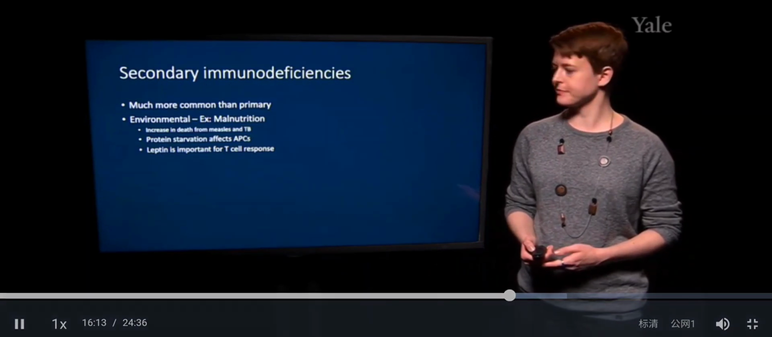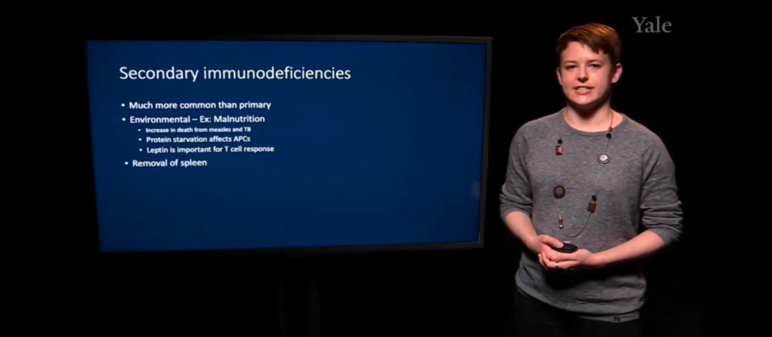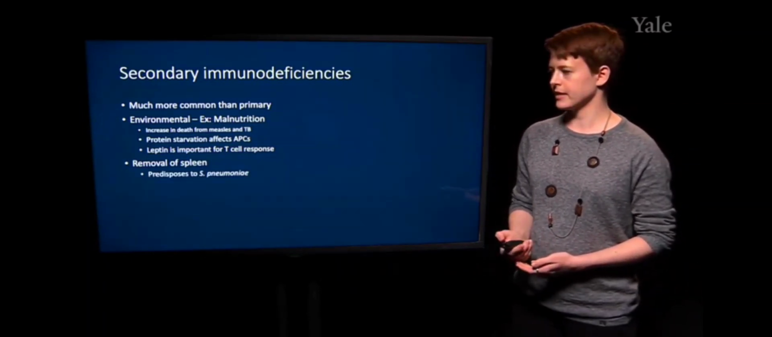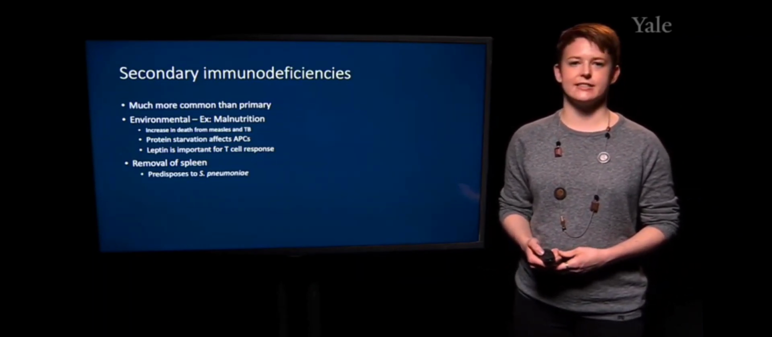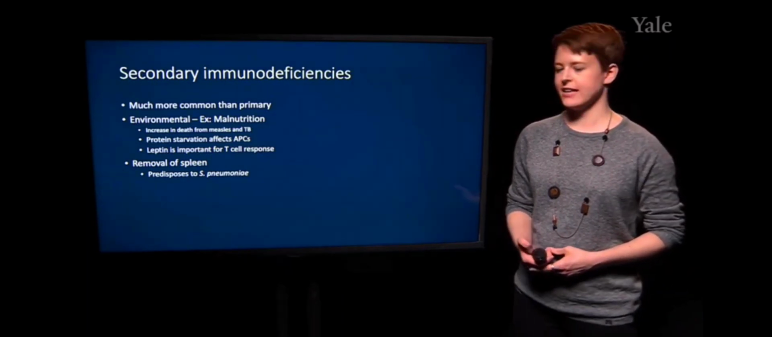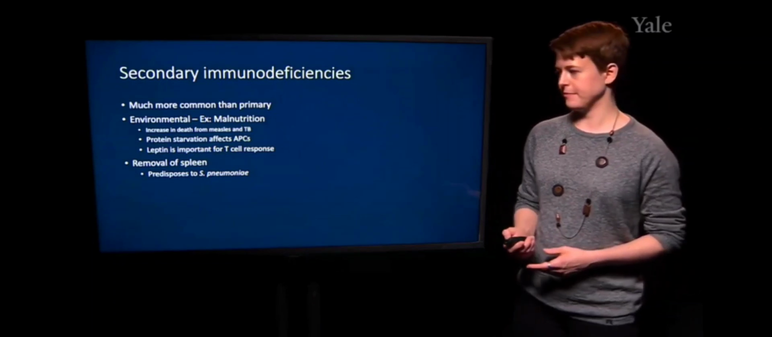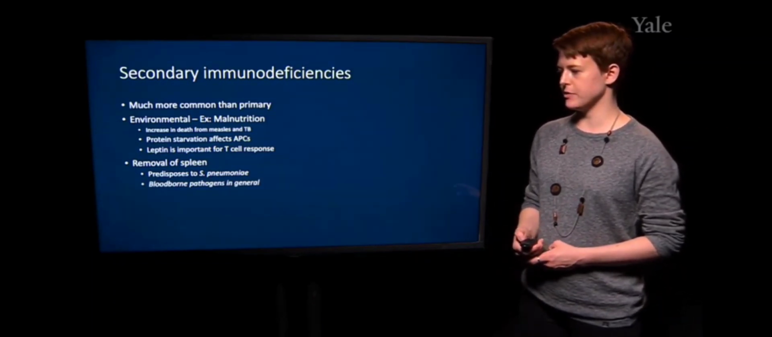We can also have some medical situations that lead to immunodeficiency, such as removal of the spleen. If you think back to previous lectures that you've had on the different organs in the body, you'll remember that the spleen is really important for filtering the blood. So patients here are predisposed to S. pneumoniae and bloodborne pathogens in general.